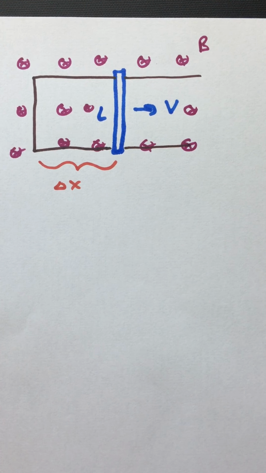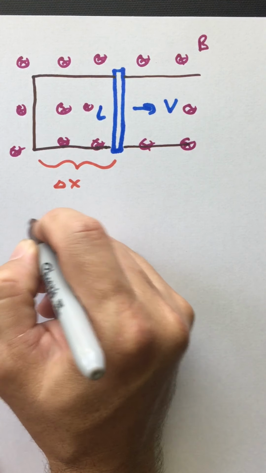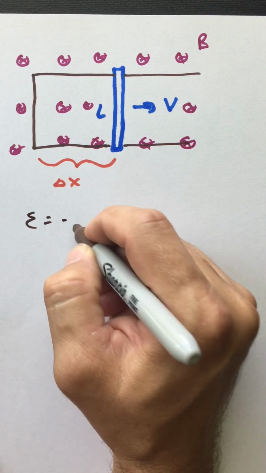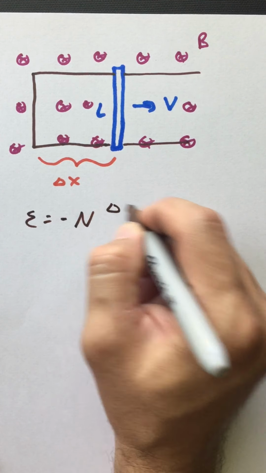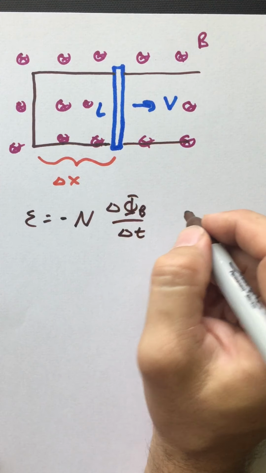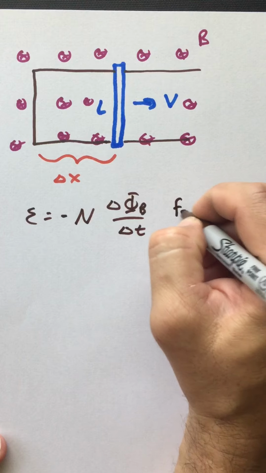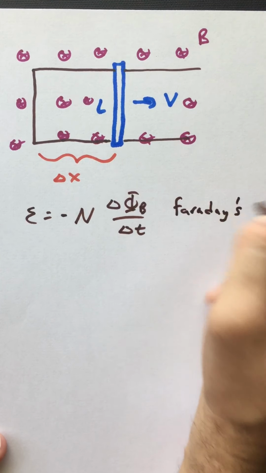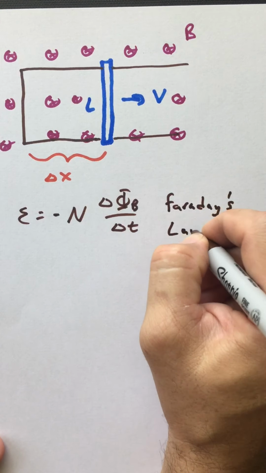In this video, we're going to look at another situation in which we get an EMF induced in a coil because of a changing flux. I didn't point out in the last video, this is called Faraday's law. And when I say Faraday's law, that means this induced EMF is minus N delta phi B over delta t. Sometimes called Faraday's law of induction.